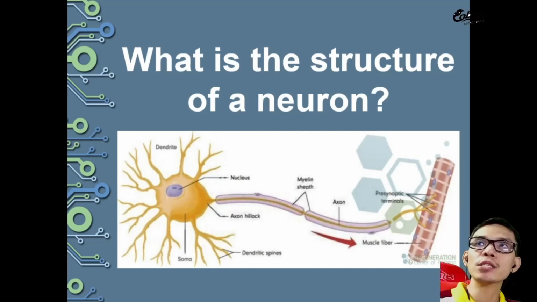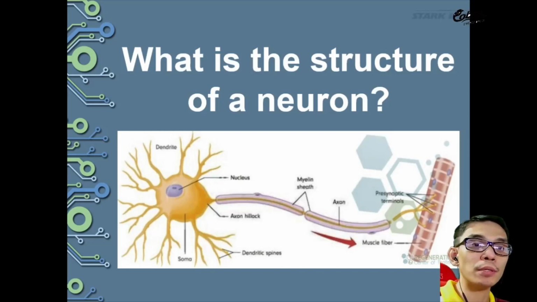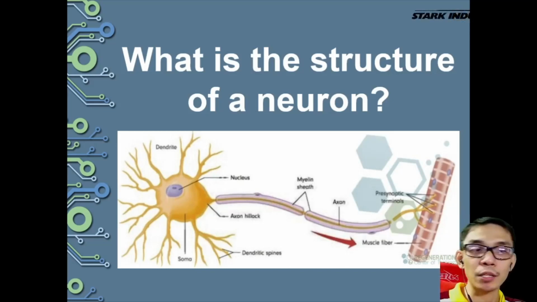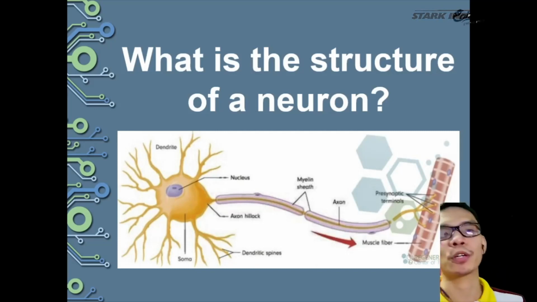So to answer this question, what is the structure of a neuron? We will discuss here the parts and function of the typical neuron. To make it straightforward, we are going to use the motor neuron.